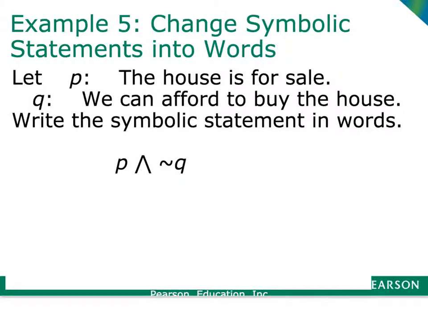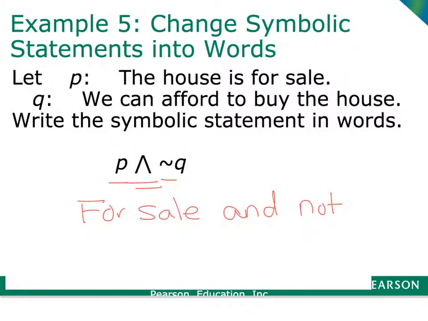This time we're going backwards. So they've given us the symbols and they want us to figure out the statement. So P represents the house is for sale and Q represents we can afford to buy the house. So they want you to decode this. So P, the house is for sale. This symbol means and. This symbol means not. And the house is for sale and we cannot afford to buy it. Okay, so the house is for sale and we cannot afford it.